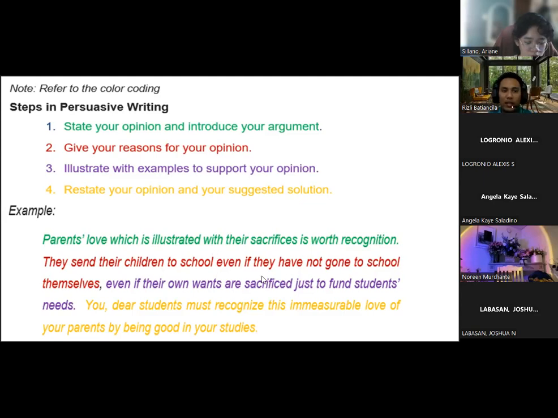Pero the steps, no, kulang pa yan if ever. No, if you're going to create the entirety of a persuasive paper or persuasive speech. Okay, so this is just for a paragraph. Okay, para lang examples lang yan. Okay.